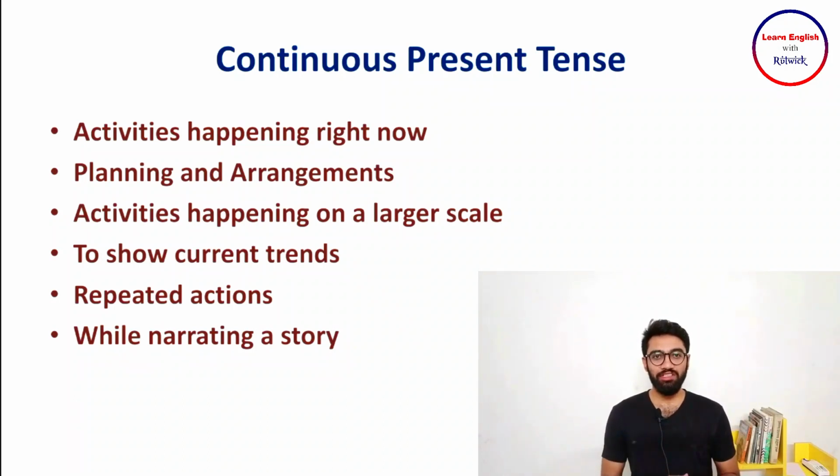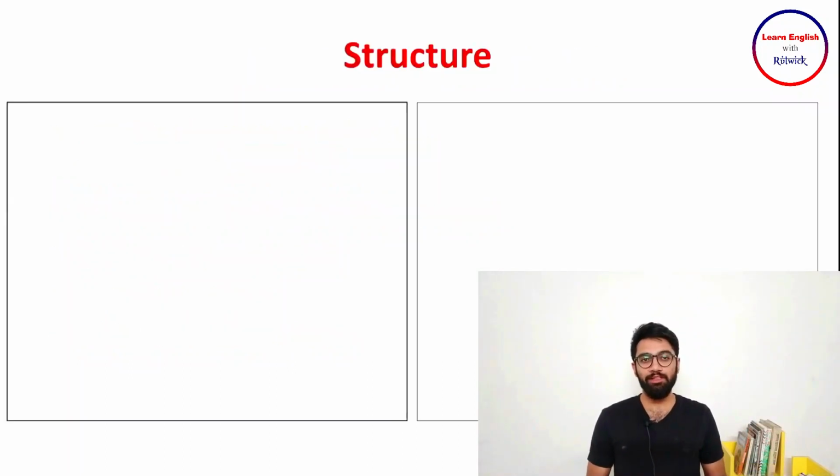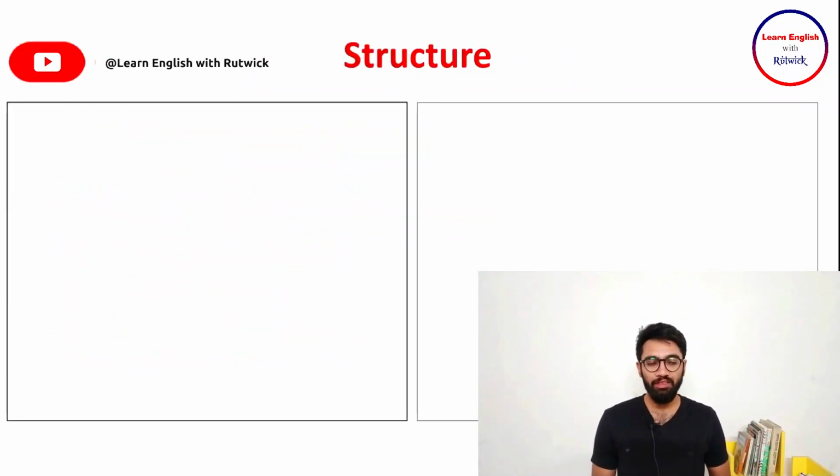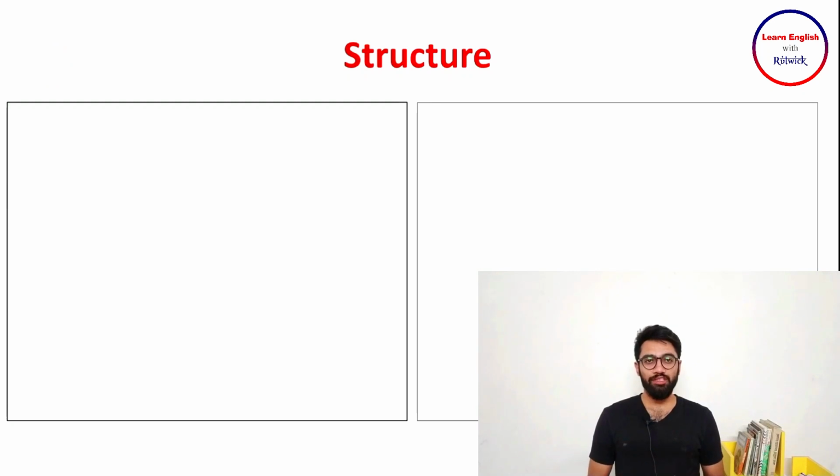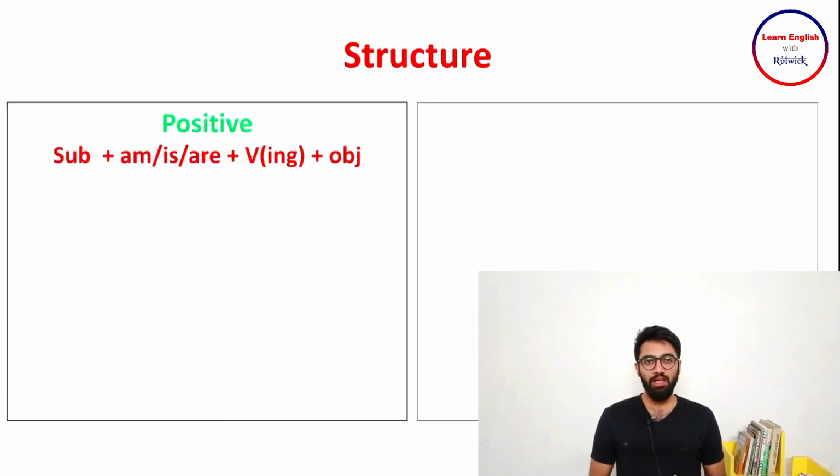Let's get started with the structure first. Before we talk about the examples, it's very important to have a look at the structure. In this structure, we'll talk about both sentences, positive and negative. For positive sentences, the structure is subject plus auxiliary plus ing form of verb plus object. Now the most important part here is to add ing to the verb forms. So if I give a few examples, work will become working, start will become starting, stand will become standing, run, running, go, going, and so on.